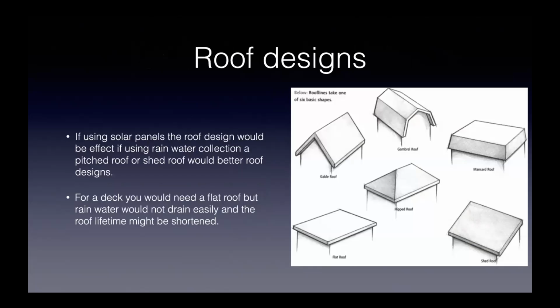And then you have multiple types of roofs. Let's say if you want to have a deck on the top of your tiny house, then you want to use a flat roof. Or if you want to go green and catch rainwater or have solar panels, then you would probably want to have a gabled or a slanted roof for that matter.